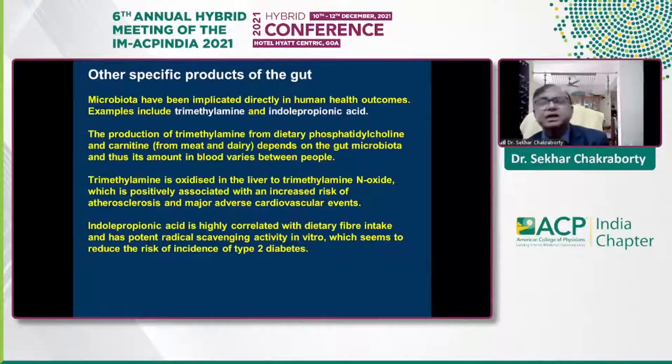Trimethylamine is derived from dietary phosphatidylcholine and depends on the gut microbiota, so its amount in the blood varies, and it basically reduces the risk of atherosclerosis and cardiovascular risk. Indole propionic acid is highly correlated with dietary fiber intake, and it reduces the risk of type 2 diabetes.